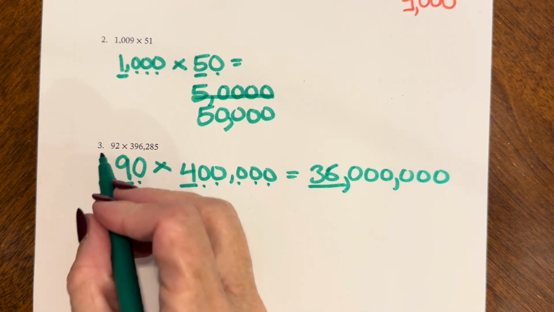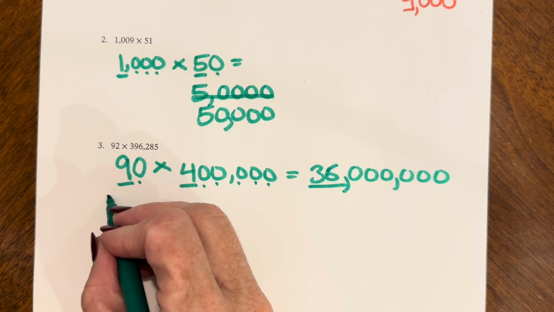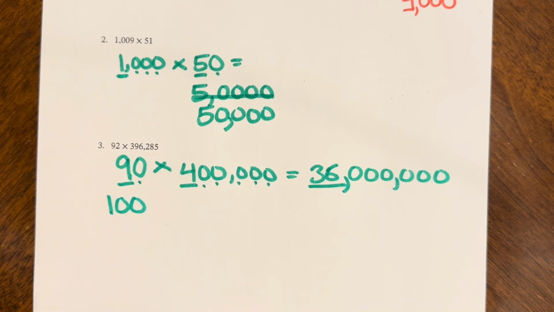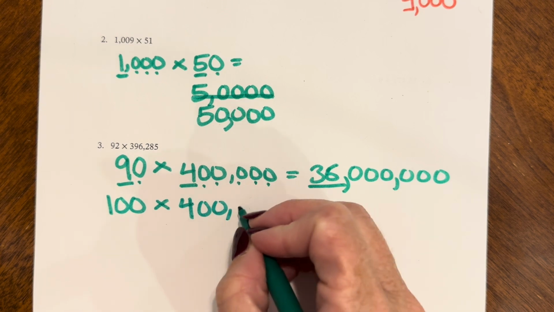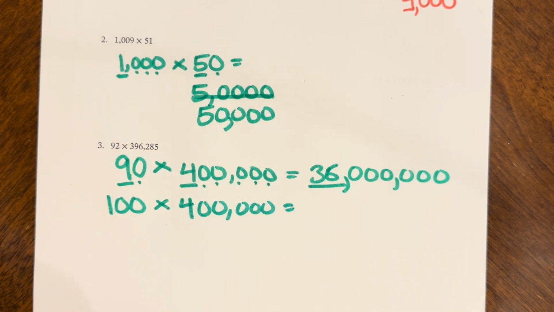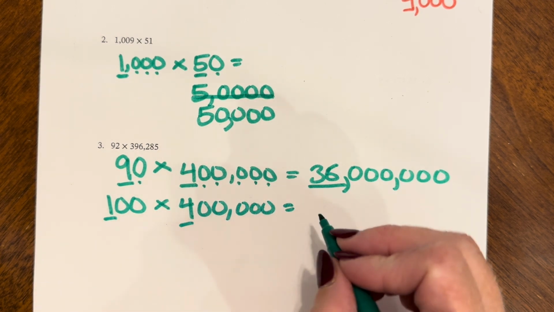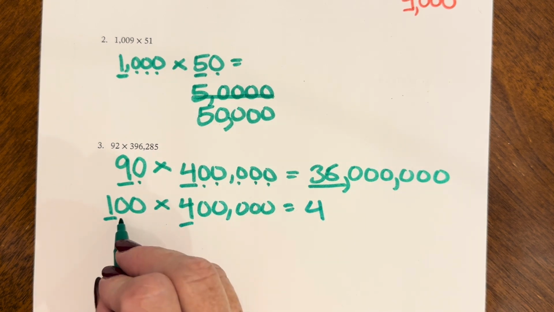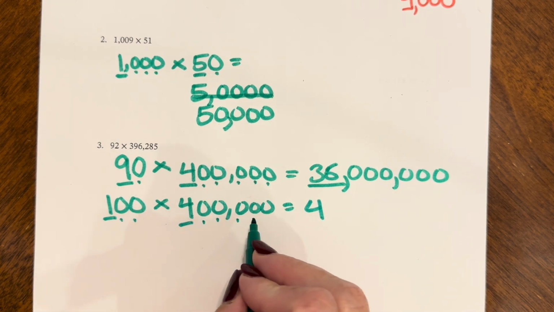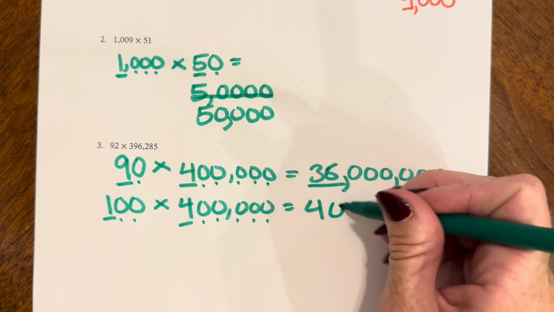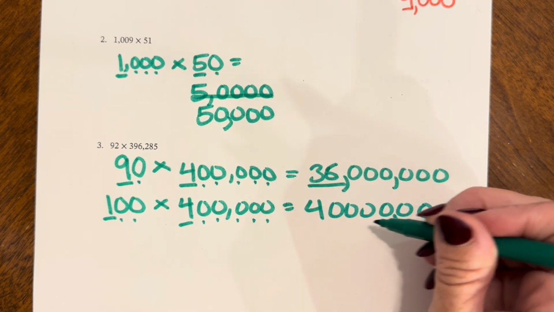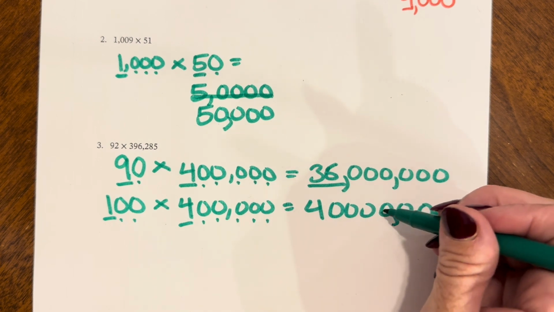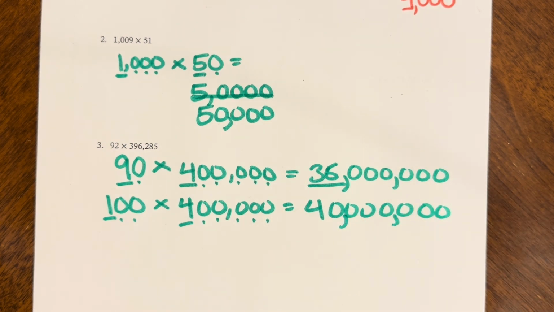You might have also thought that we could have made 92 into 100, rounded it to 100, which then would have given us a different estimate, because I would have had 1 times 4 is 4, and 7 zeros, which this time we would have had 40 million.